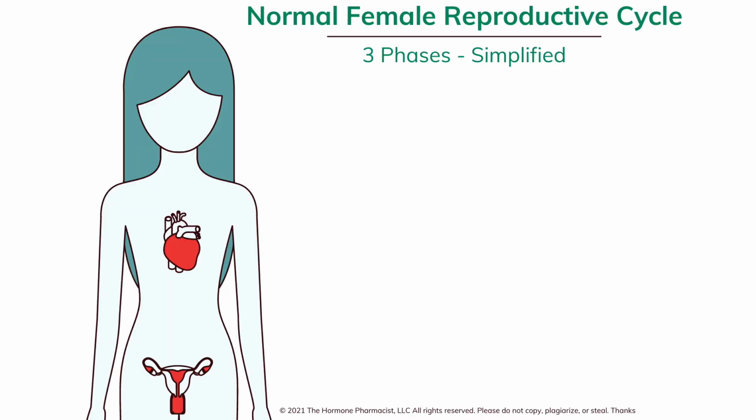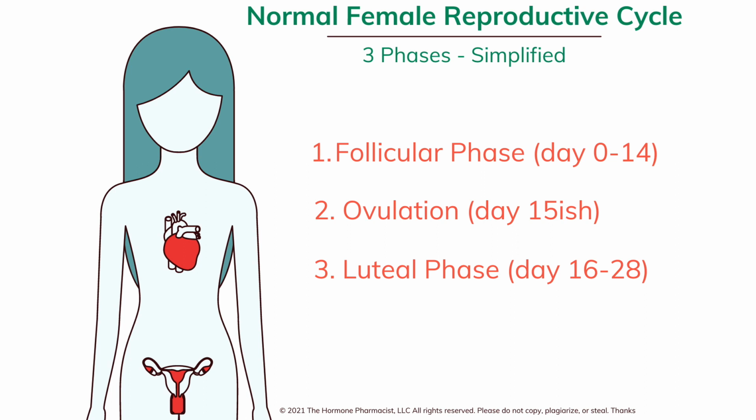I want to talk a little bit about normal female reproduction. Most of us are familiar with a 28-day menstrual cycle that can be divided up into 3 general phases. The first phase is called the follicular phase. The follicular phase goes from day 0 to 14. The second phase is called ovulation. It's really a very short phase that's 1 day, approximately day 15, give or take. The third phase is called the luteal phase, and that runs from day 16 through day 28.